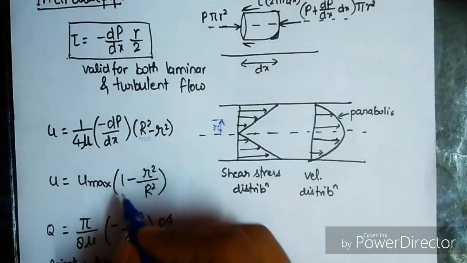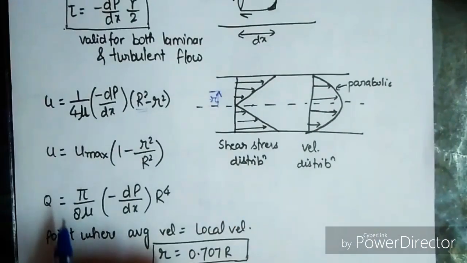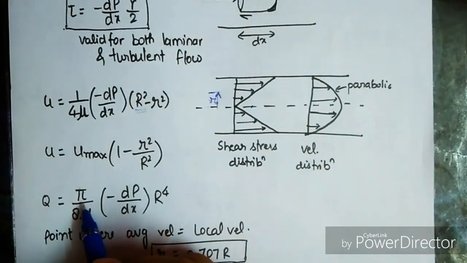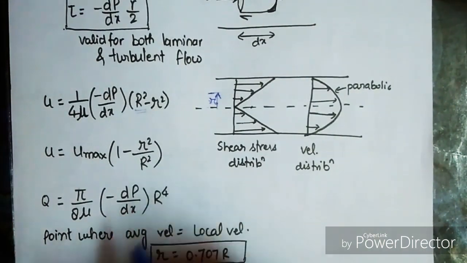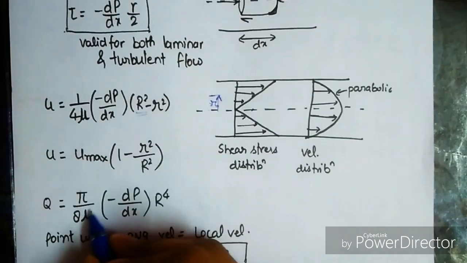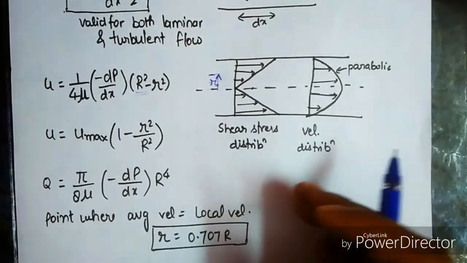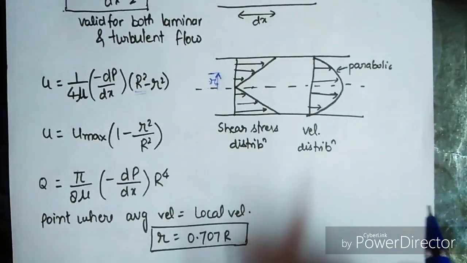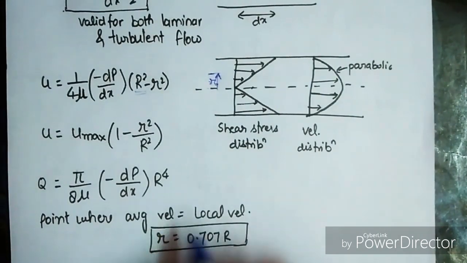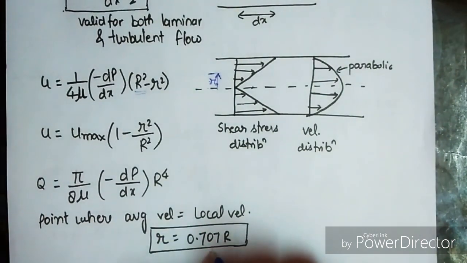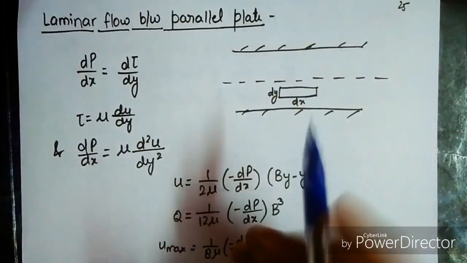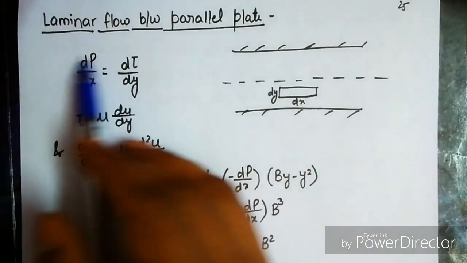Now u equals u max into (1 minus r square upon R square). Q is pi upon 8 mu into minus dp by dx into R raised to the 4. This mu is the coefficient of viscosity, dynamic coefficient of viscosity. Now the point where average velocity equals local velocity is r equal to 0.707 R in the case of circular pipe.